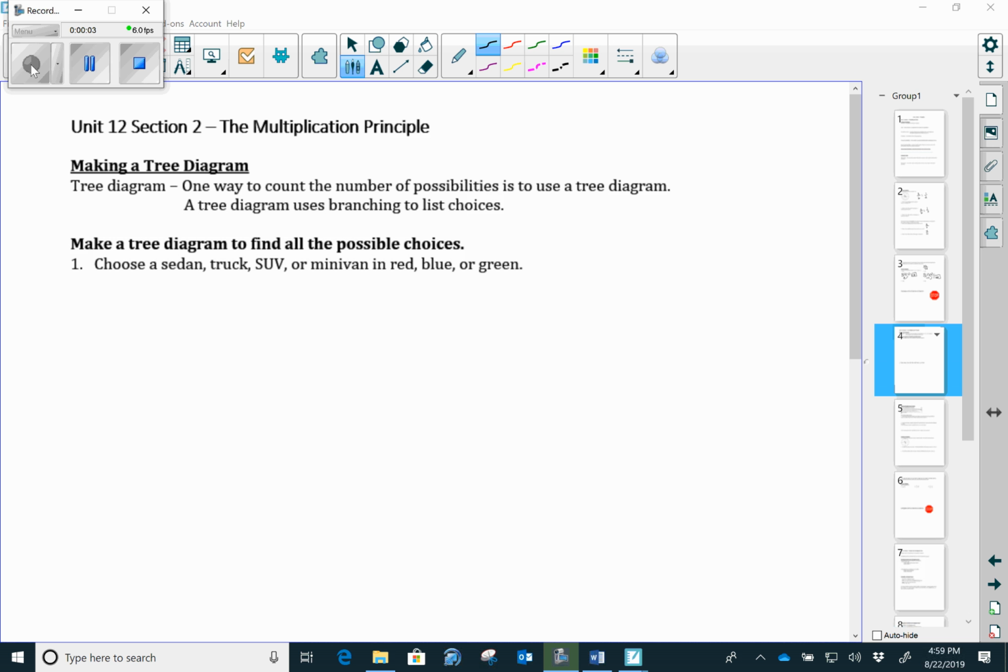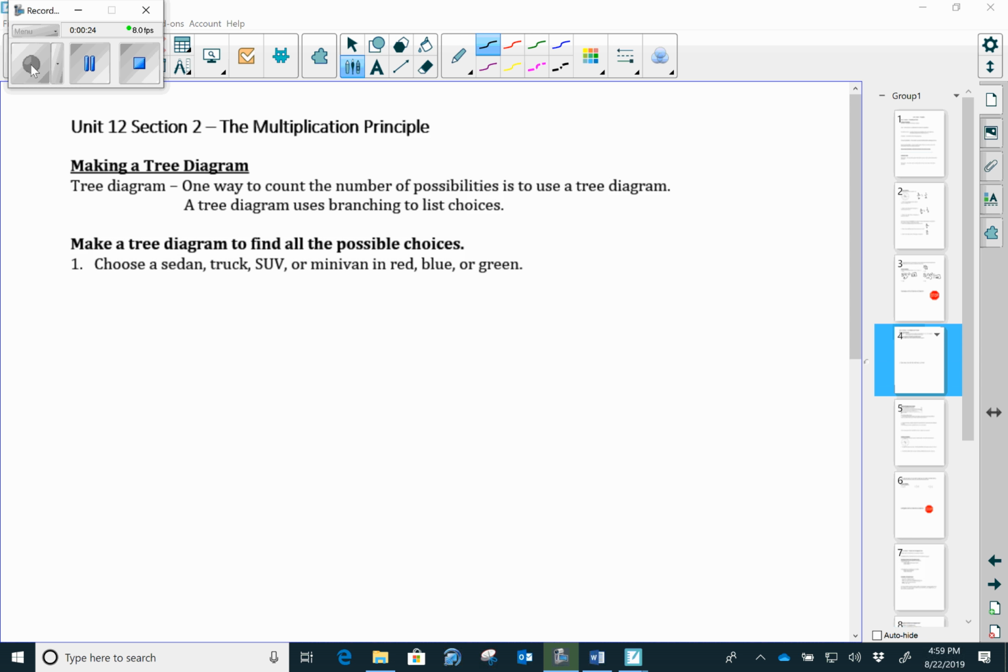Unit 12, Section 2, the multiplication principle. So, making a tree diagram. A tree diagram is one way to count the number of possibilities. A tree diagram uses branches to list choices. I'll do number 1 with you, and then you'll do number 2.